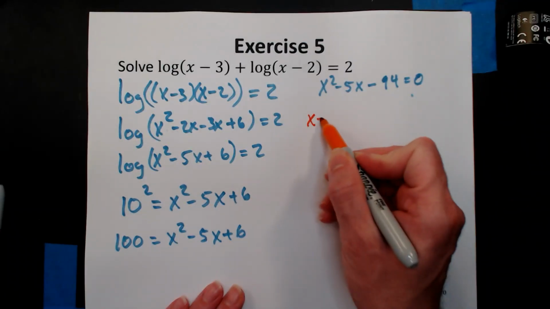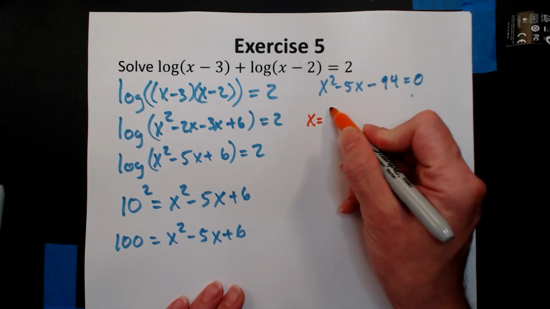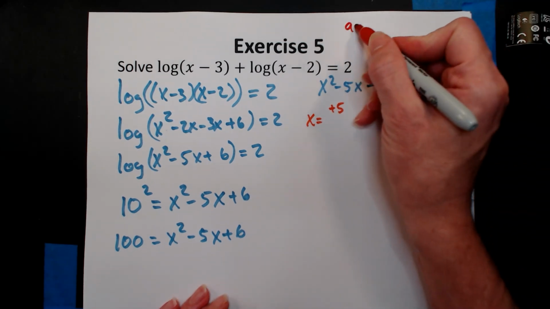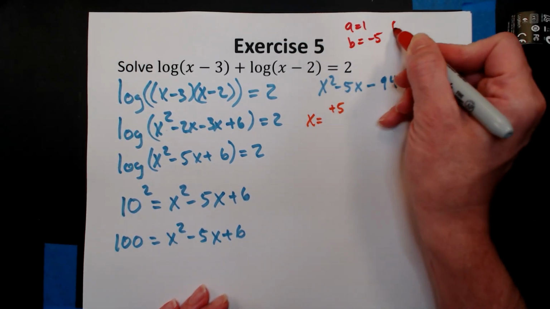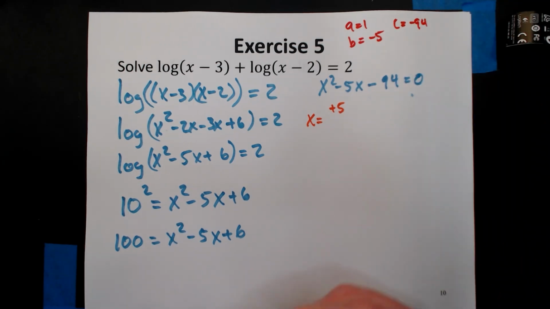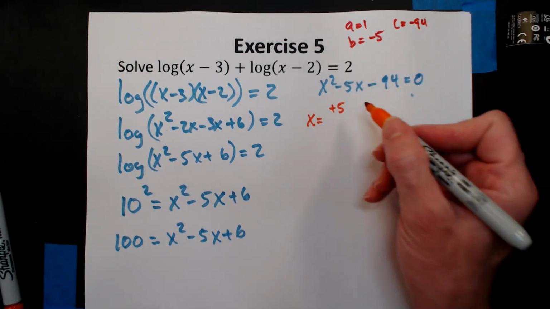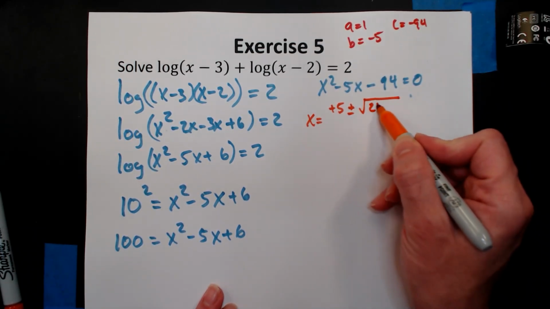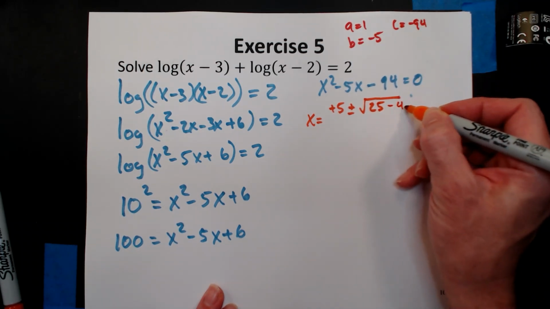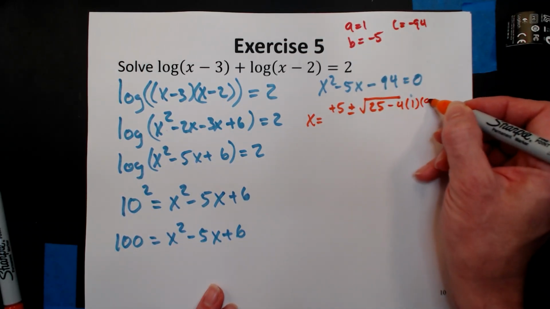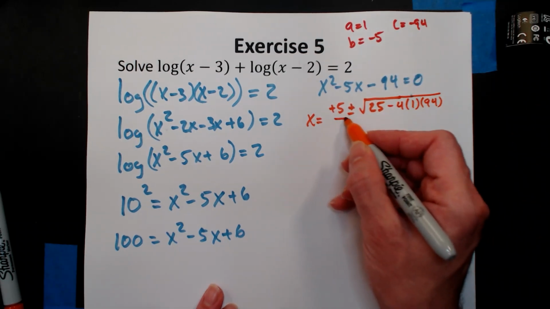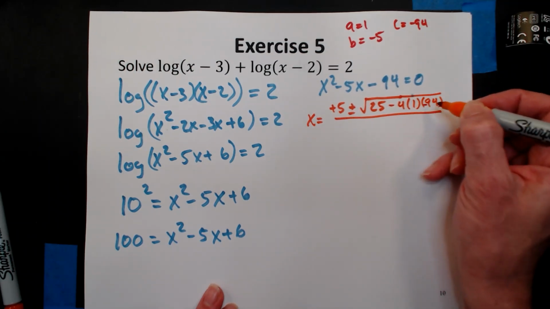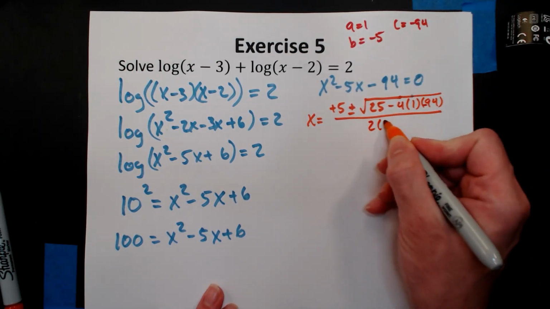So I'm going to say x equals, and so I'm going to have negative b, so it's going to be plus 5. So let's say this is my a is equal to 1, b is equal to negative 5, and c is equal to negative 94. So I'm going to get plus 5 plus or minus the square root of negative 5 squared, which is 25. I'm just going to write that. Minus 4 times 1 times negative 94, all over 2 times 1.